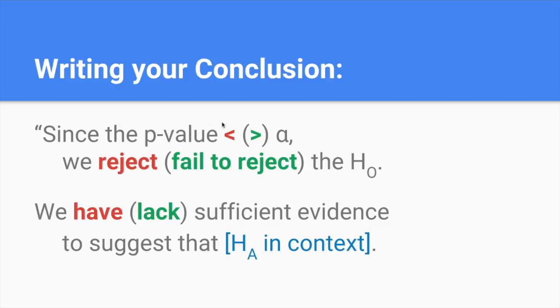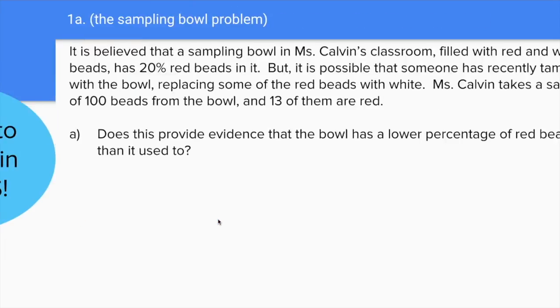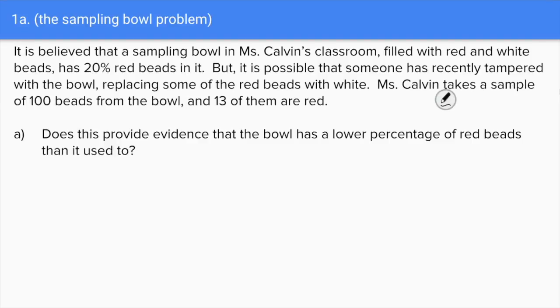If our p-value is less than alpha, we reject the null hypothesis. That means we have evidence that our alternate hypothesis is true. On the other hand, if our p-value is greater than alpha, we fail to reject the null hypothesis. That means we lack evidence that the alternate hypothesis is true. Remember to always put your alternate hypothesis in this sentence in words, in context of the actual problem you're doing. So let's go back to our problem and finish it up.